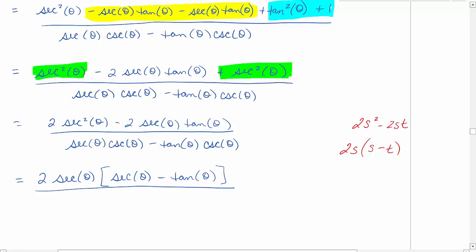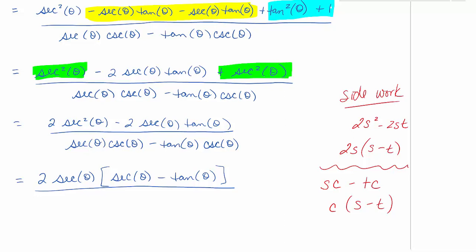Now let's try to factor our denominator. I'm going to do the same thing, strip away the trig. So we have s times c minus t times c. I see that I have a common factor of c that could be factored out, leaving us with s minus t. So that means that our denominator can be factored by taking out a cosecant. And then I'm left with secant minus tangent.